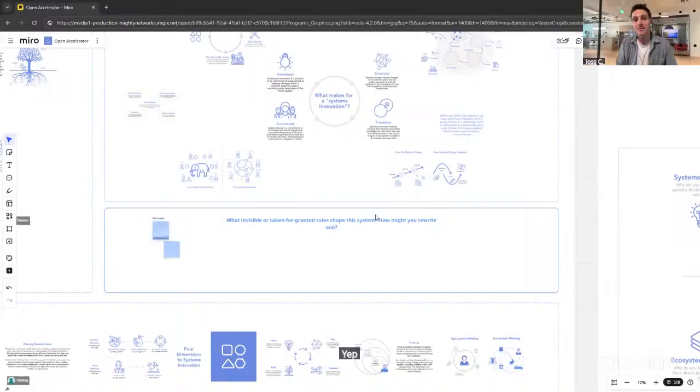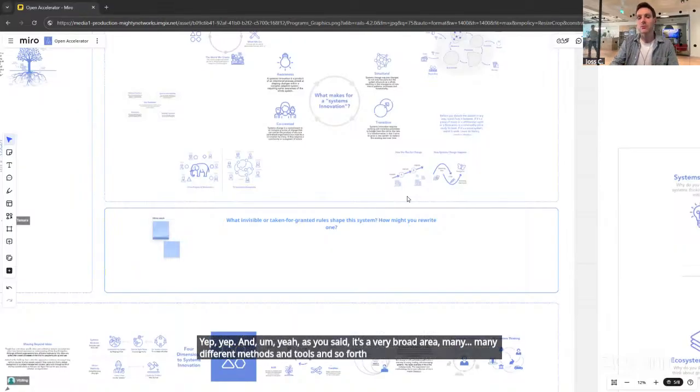Yep. Yeah. And as you said, it's a very broad area, with many different methods and tools and so forth. But I think you're also alluding to different people approaching it in different ways, and it'll make sense to them in different ways.